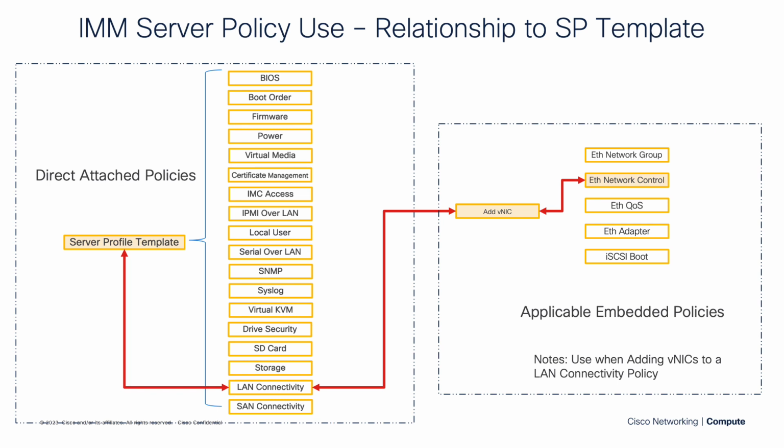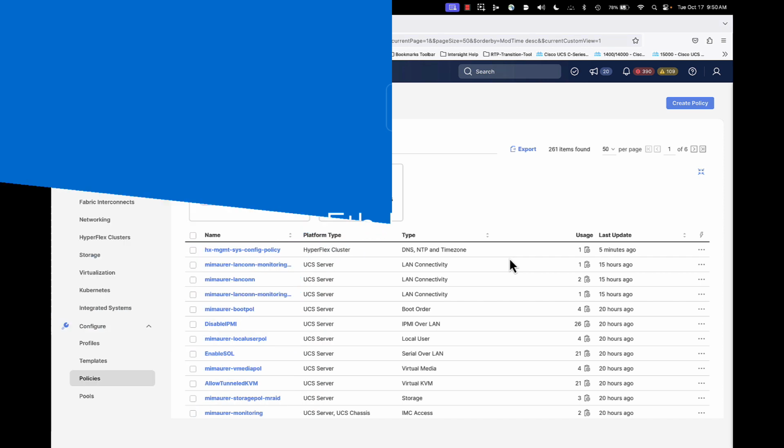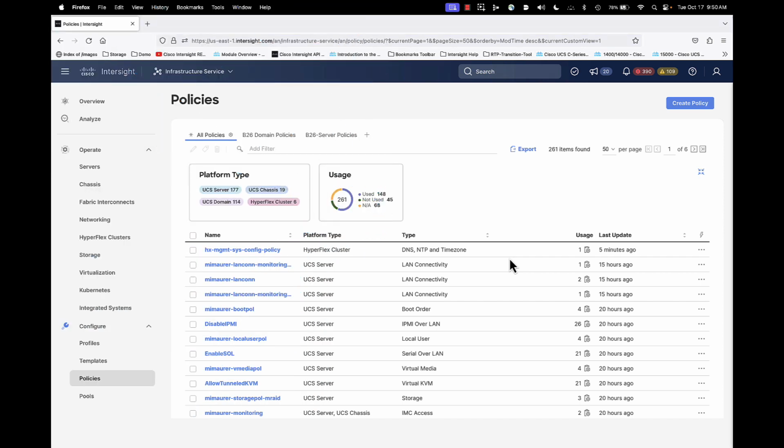You're going to build your Ethernet network control policy, and then as you add a vNIC or vNICs, you're able to attach that policy to the vNIC itself. Okay, so let's perform a short demo and create the policy.